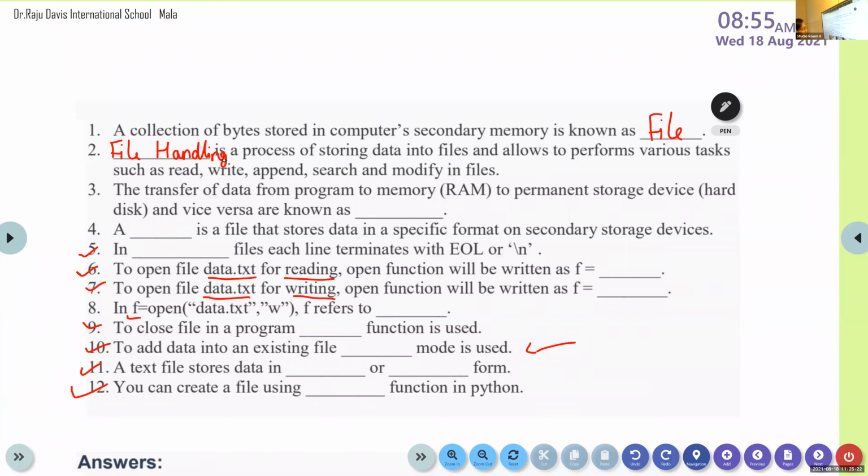Transferring data and vice versa. What is the answer? Input-output, isn't it? Input-output operations.